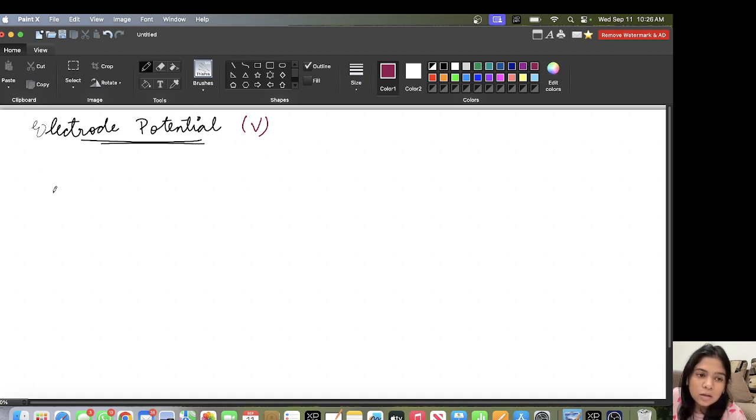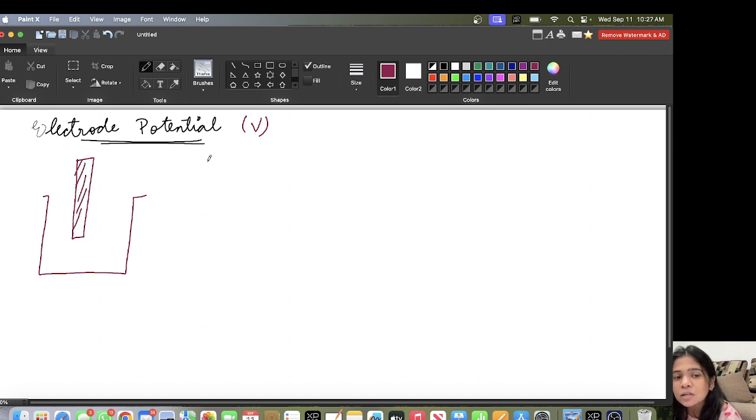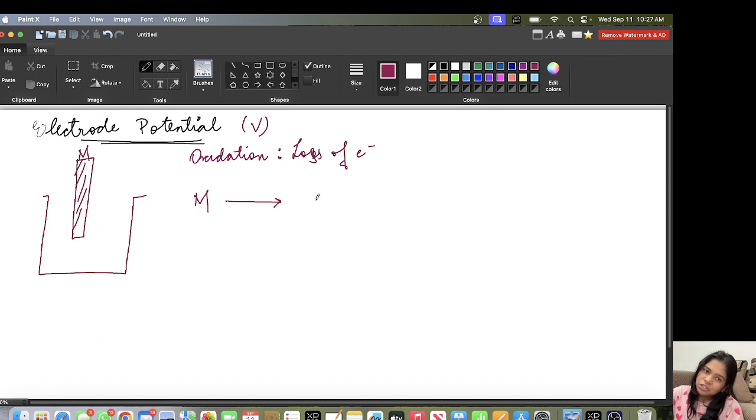I'll tell you. Suppose you have an apparatus whose electrode undergoes oxidation. What happens in oxidation? Oxidation means loss of electrons. So suppose I have a metal M, an electrode made up of metal M. Oxidation happens and it loses, suppose, n electrons.